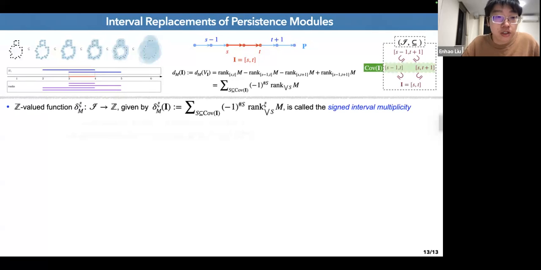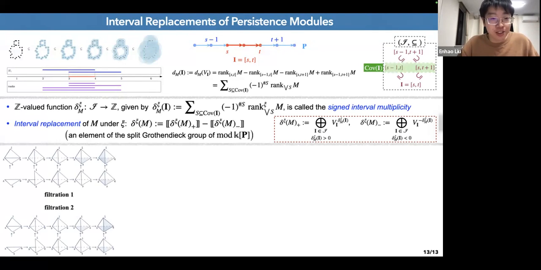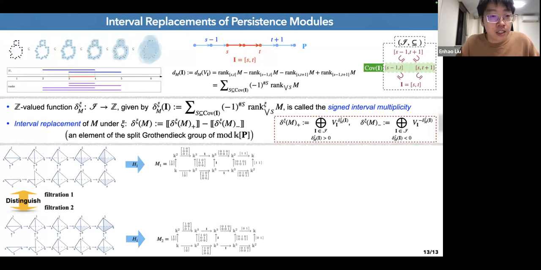Actually, you can ignore so many of the notations because this page is quite dense. But as I said, the idea is that this interval replacement, or signed interval multiplicity, is just a generalization of interval multiplicity. Namely, interval multiplicity is a real multiplicity, in the sense of the multiplicity of an interval summand of a given persistence module. So in that sense, the interval multiplicity is always non-negative. But because we already generalized the rank invariant, we have the relation, as we see in the one-parameter case.